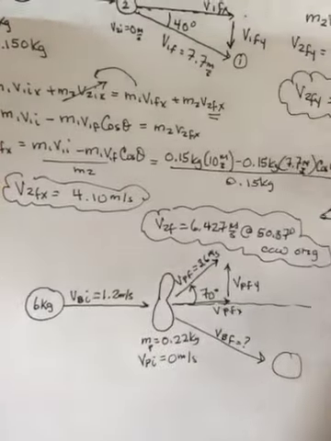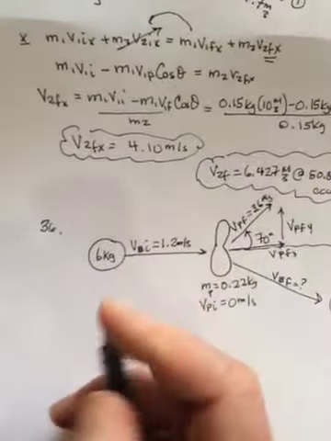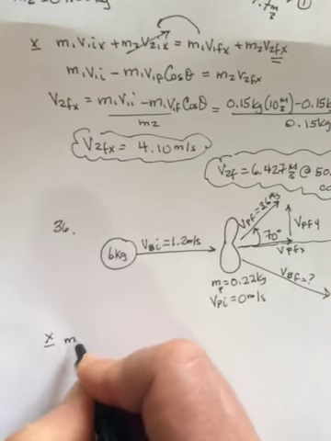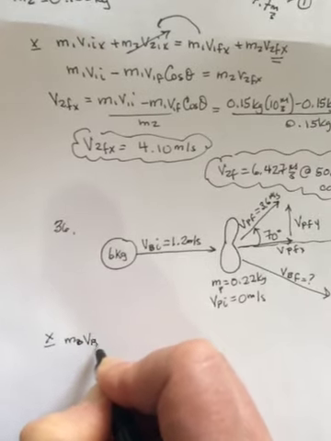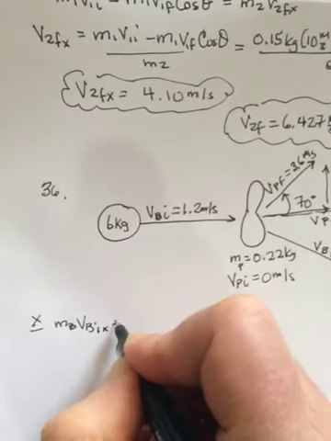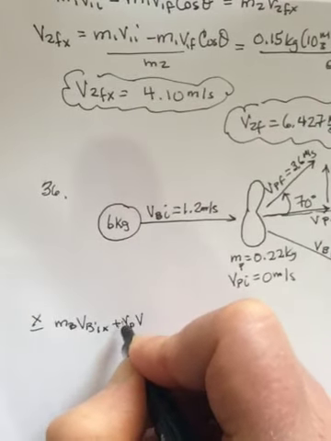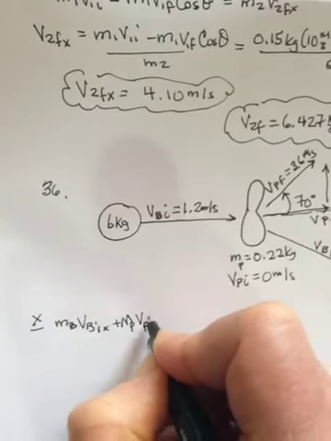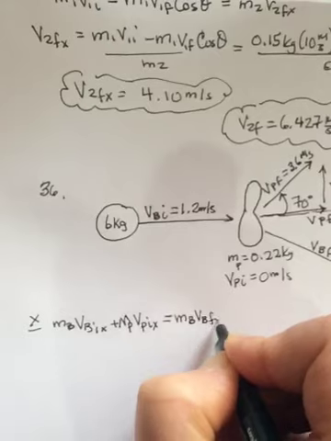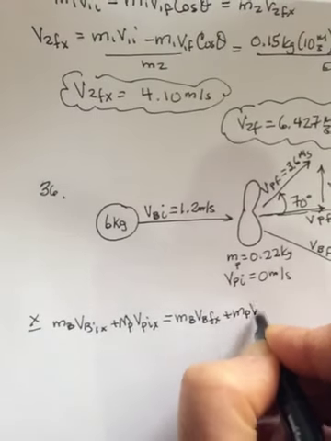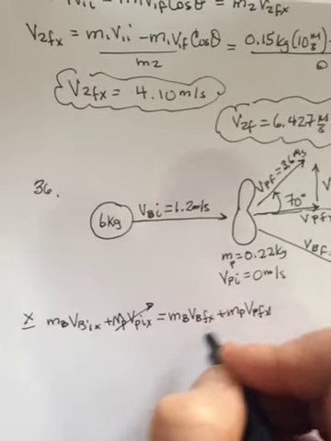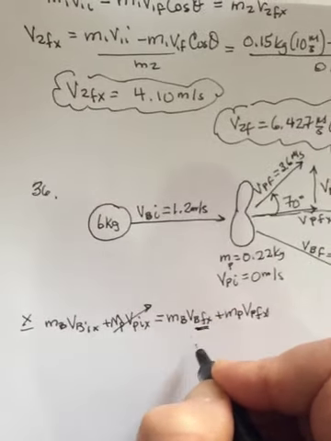Okay? So exactly like what we did the last time, we're going to do it in the x direction and in the y direction. So in the x direction, M of the ball, V of the ball, initial x plus M of the pin, V of the pin, initial x is equal to M of the ball, V of the ball, final x, plus M of the pin, V of the pin, final x. Again, the pin wasn't moving initially. And this time we're trying to find V of the ball, final x.